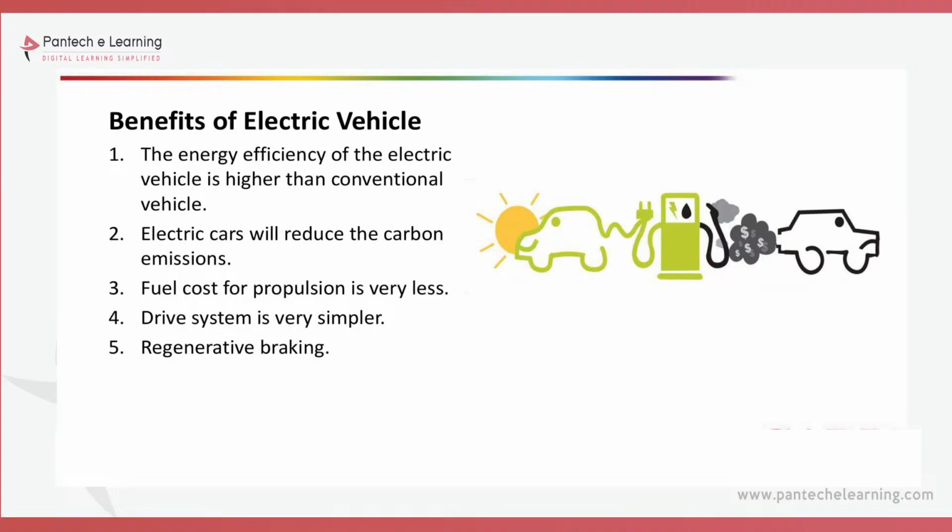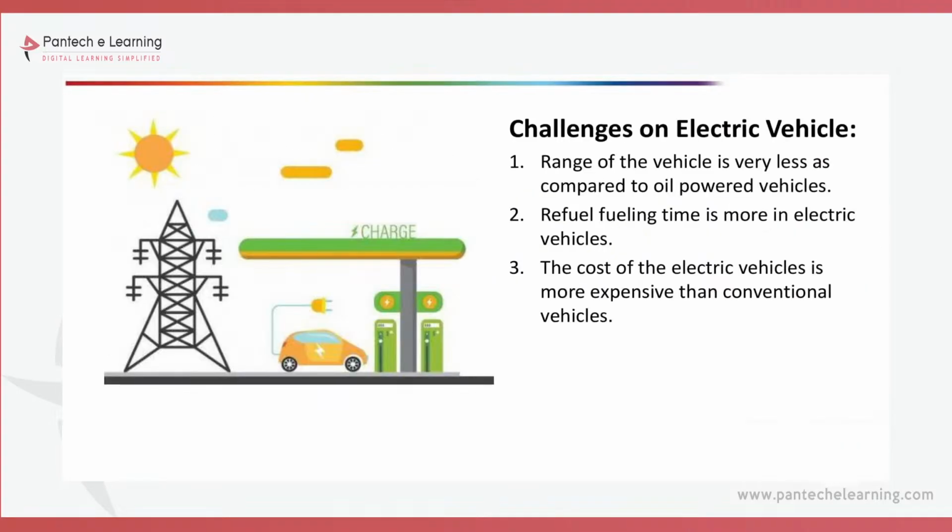So these are the benefits. Next we can see the challenges. Every vehicle has challenges also. In EV, the range is very low compared to IC engines. When we fill the tank with petrol, we can drive 500 to 600 kilometers, depending upon the car. But in EV nowadays you only have a range of 300 to 400 kilometers. That's one challenge.